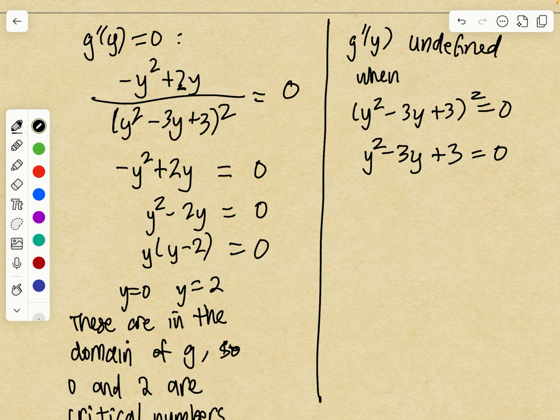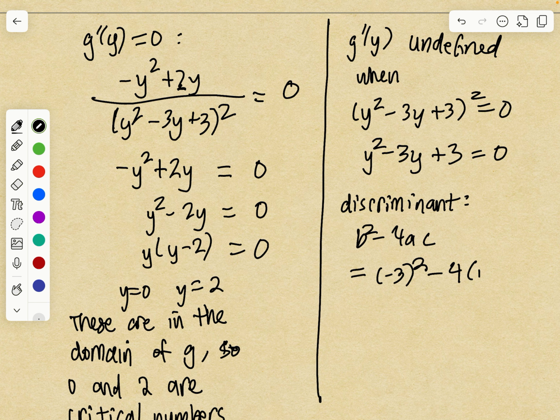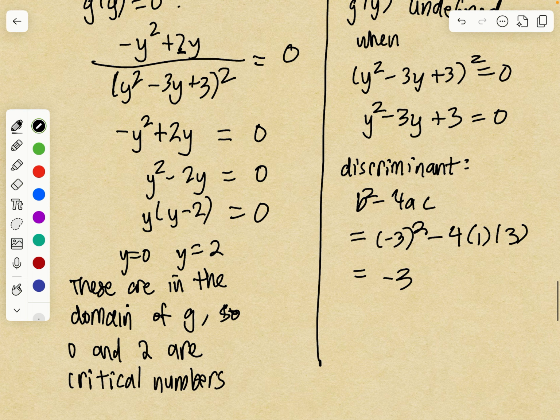I can look at something called the discriminant, right? It's b squared minus 4ac. When I look at the discriminant, b squared minus 4ac is (negative 3) squared minus 4 times 1 times 3. And what's that equal to? Negative 3. So the discriminant is negative.